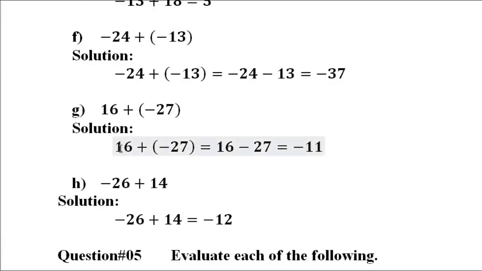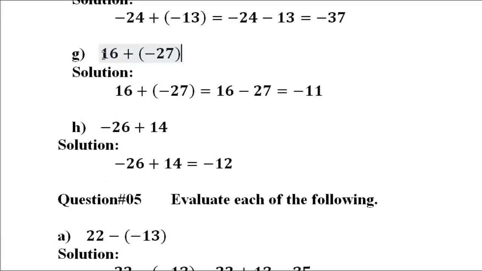Moving on to number 7, we have positive 16 plus negative 27. Now multiplying a positive sign by negative 27 results in negative 27. Next, positive 16 minus 27 results in minus 11.